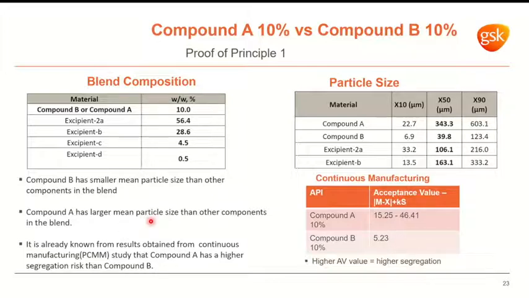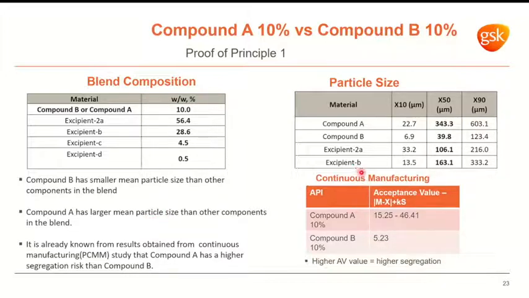So we wanted to compare how compound A and compound B are going to show segregation results with our newly developed system. The reason we can use compound A and compound B is because from continuous manufacturing, we know that compound A has a higher segregation risk than compound B.